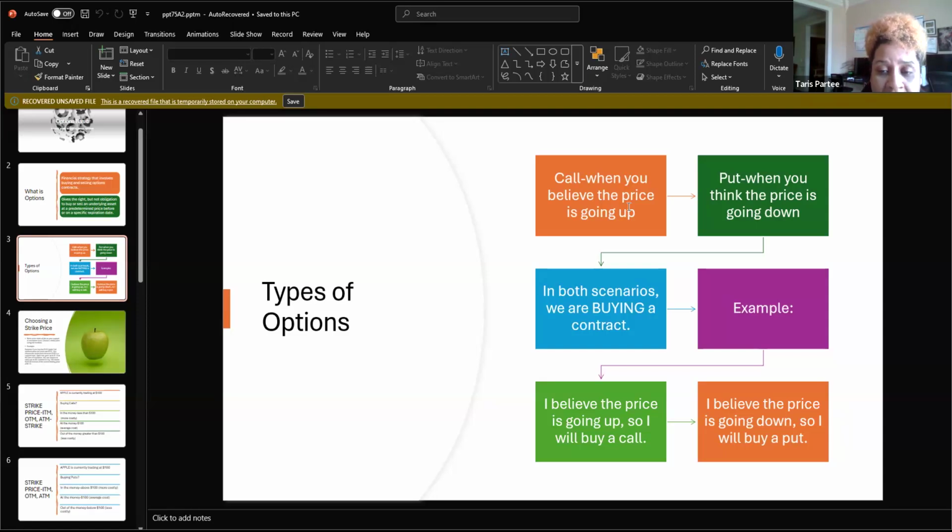So if I believe that the price of an asset is going to go up, I'm going to buy a call contract. If I feel like the price of an asset is going to go down, I'm going to buy a put contract. Okay, it can kind of be counterintuitive because when you say buy, you typically think that the price is going to go up. But keep in mind, you're buying contracts. And same thing here, I just repeated exactly what I said earlier.